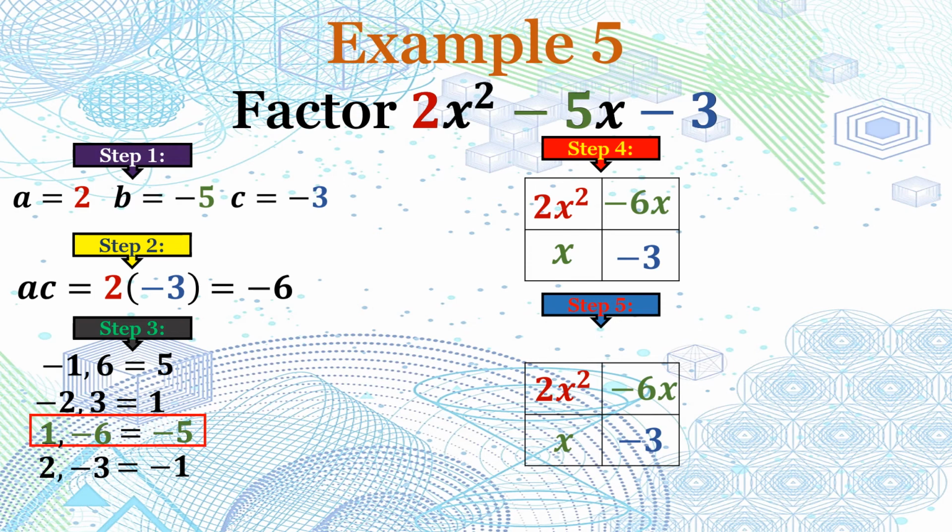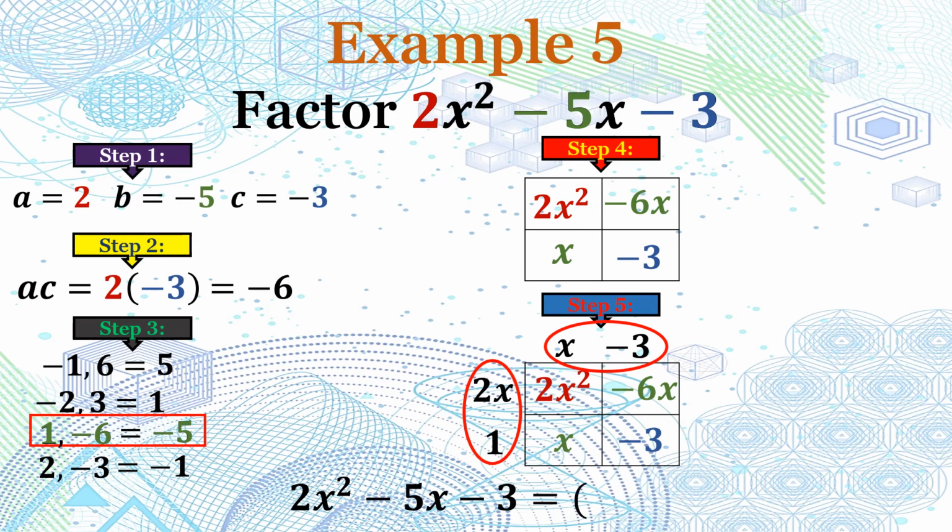So the common factor between 2x squared and negative 6x is 2x. Then the common factor between x and negative 3, again, there is no common factor, so the common factor is 1. Then the common factor between 2x squared and x is x. Then the common factor between negative 6x and negative 3 is negative 3. So therefore, the factors of 2x squared minus 5x minus 3 are 2x plus 1 and x minus 3. So we can say that 2x squared minus 5x minus 3 is equal to the quantity 2x plus 1 times the quantity x minus 3.